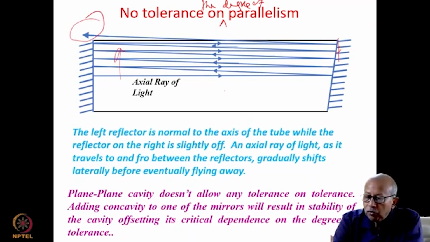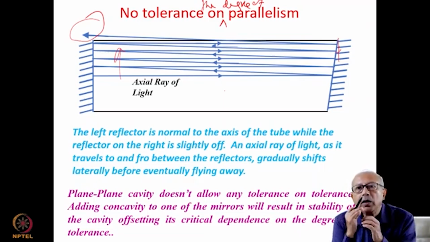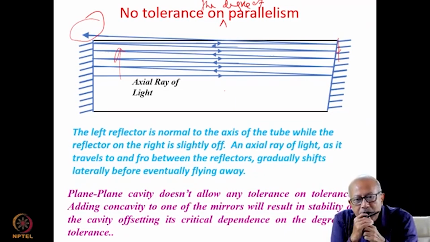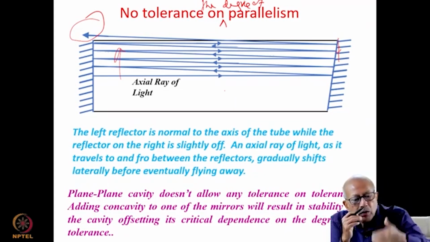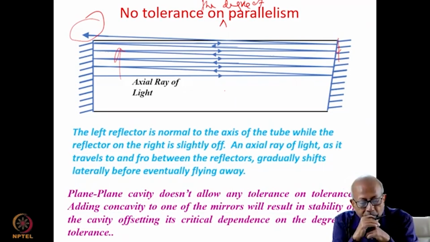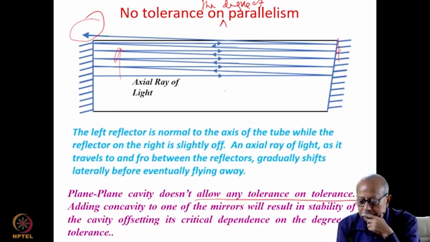So if you use two plane mirrors and try to form this cavity, it will be very critical to the alignment. It will not accept even slight misalignment. The light will just walk off after a few to and fro journeys and fly away, because a plane cavity does not allow any tolerance on error.